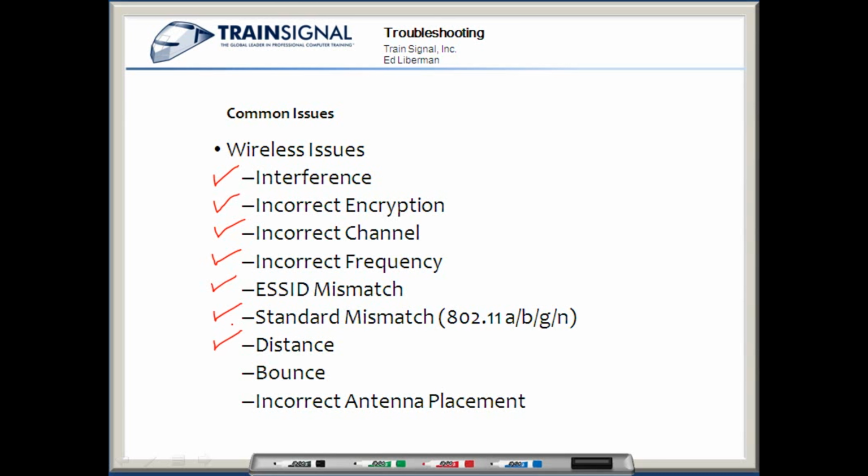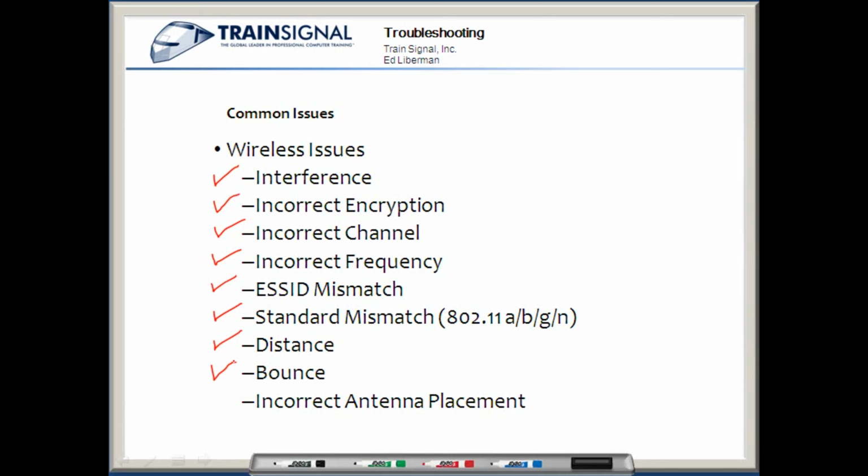Distance. Just like we have attenuation with our cables, wireless signals can also only travel a certain distance. And if you are too far away from the wireless access point, you're not going to see the signal.